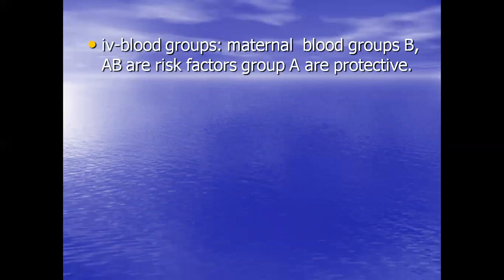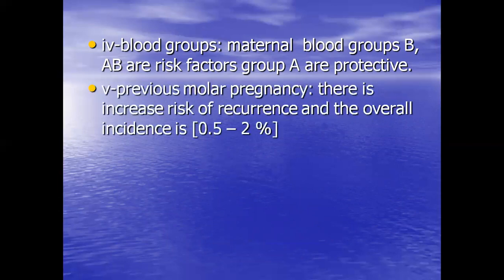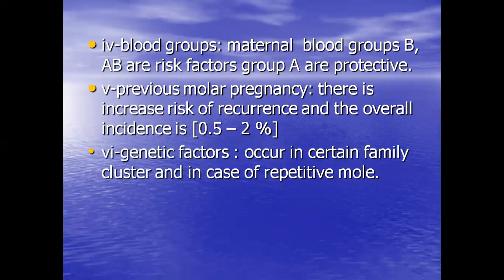Blood groups: maternal blood groups B and AB are risk factors, while they saw that group A is protective. With a previous molar pregnancy there is an increased risk of recurrence, and the overall incidence is between 0.5 to 2%. Any previous mole is an increased risk. The genetic factor occurs in certain family clusters and cases of repetition. If a patient has it more than once, think that this is a genetic factor, because we return to say it is a disease of chromosomes.